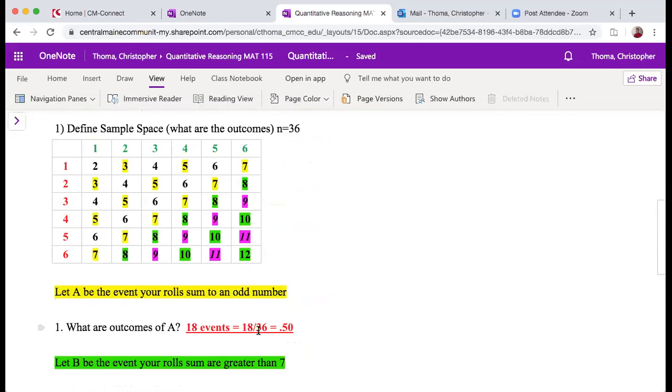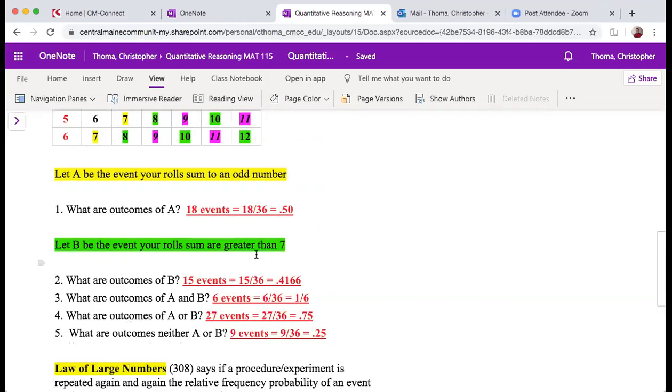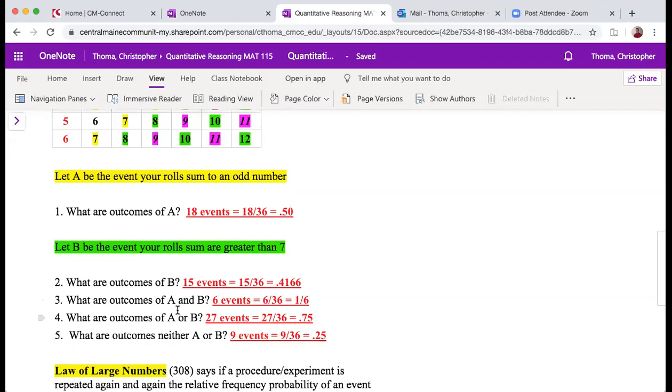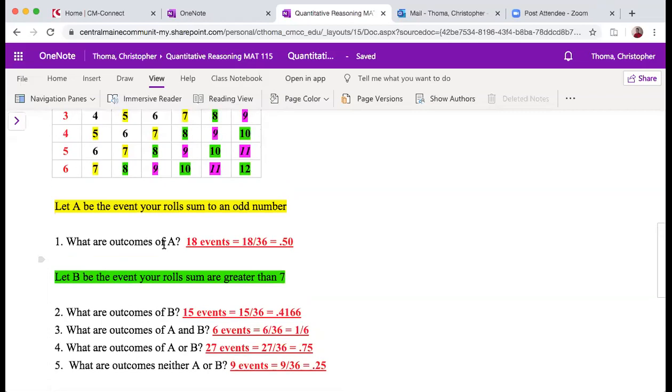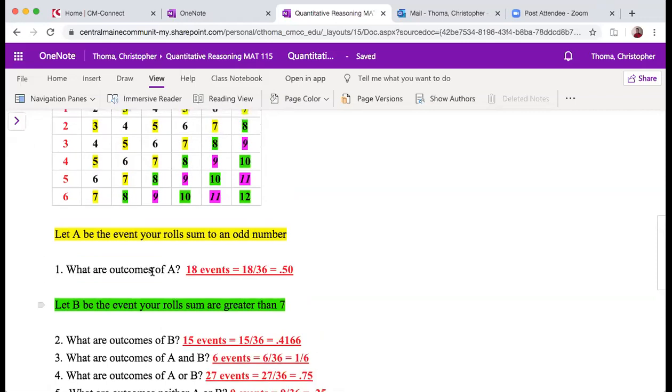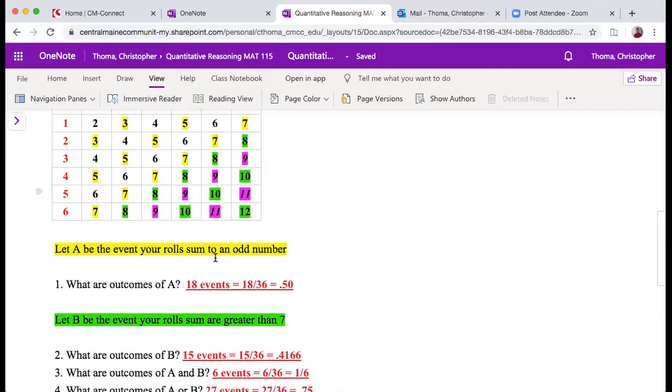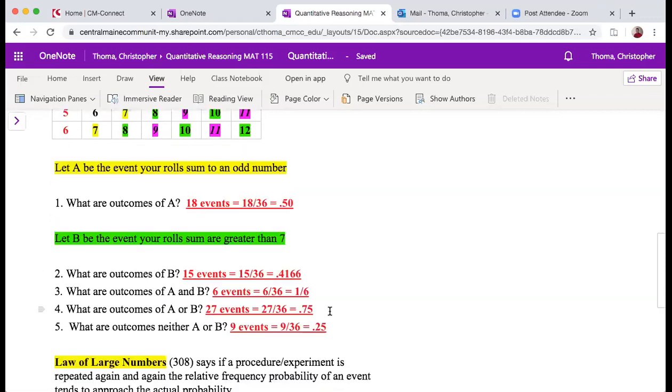And then I come down here. B is the 7. And then our outcomes of A and B, which means I have to be odd and greater than 7, which are just the purple numbers. There's 6 of them, so that's where the 6 out of 36 comes from. The A or B is the more challenging one, which we'll get more to in a minute. But that is basically all the numbers that are colored, and there's 27 of them.